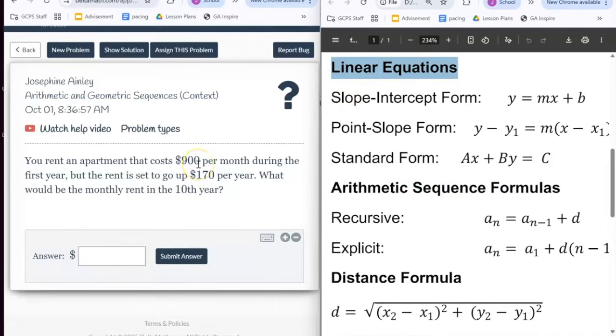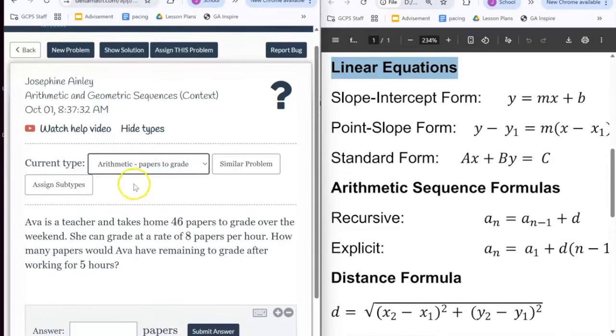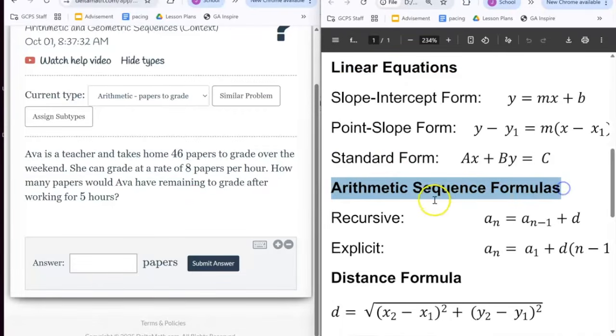So we're going to do a few just to make sure that you're okay. And again, because we haven't done geometric just yet, I'm going to choose the arithmetic ones. So I'll start off with arithmetic. All right, so here's my question. Ava is a teacher and takes home 46 papers to grade over the weekend. She can grade at a rate of 8 papers per hour. How many papers would Ava have remaining to grade after working for 5 hours? Did you hear me say first anything? The first paper, the first day, the first anything? No. Because you did not hear me say first anything, it is not a sequence. It is a linear function.